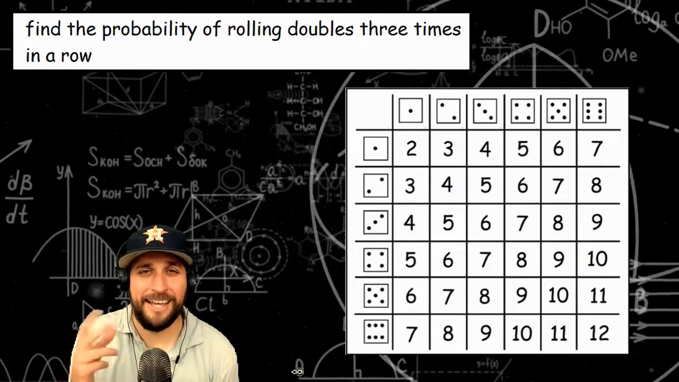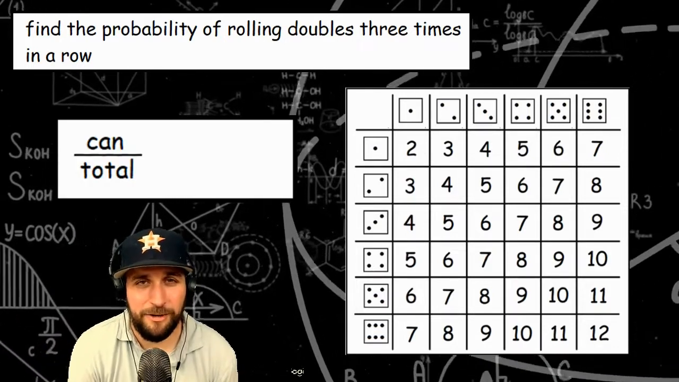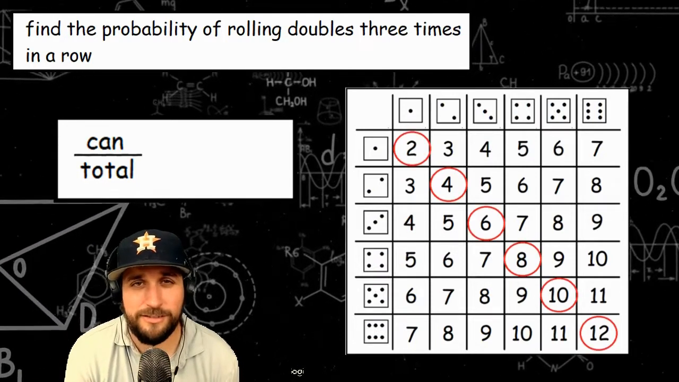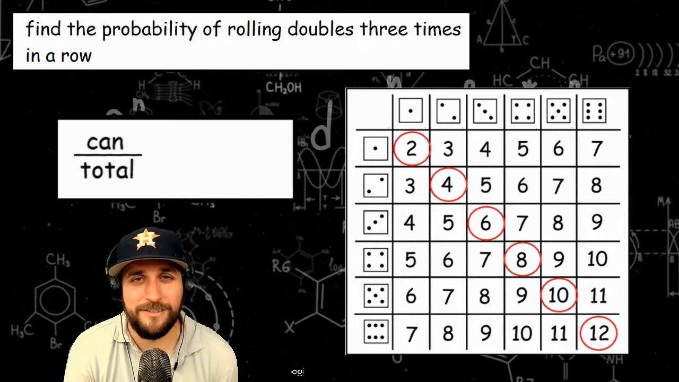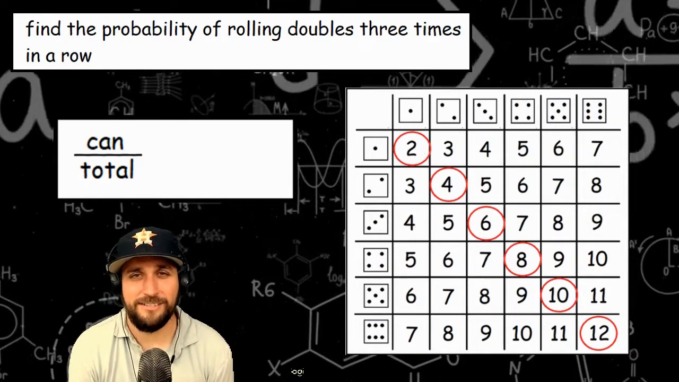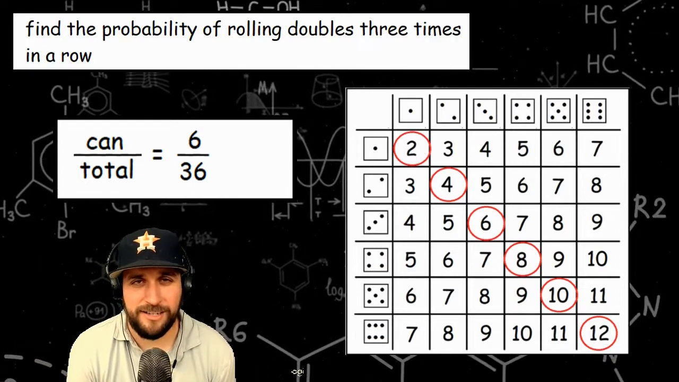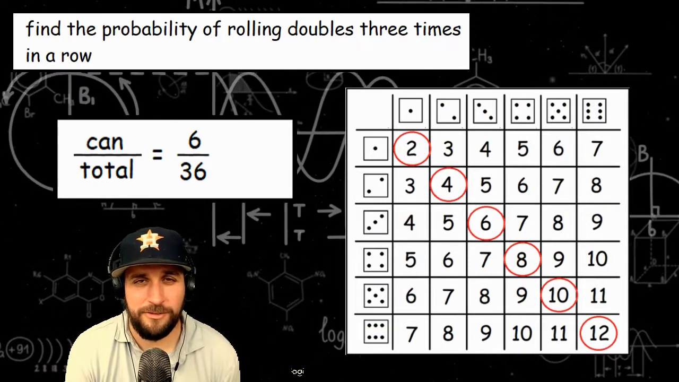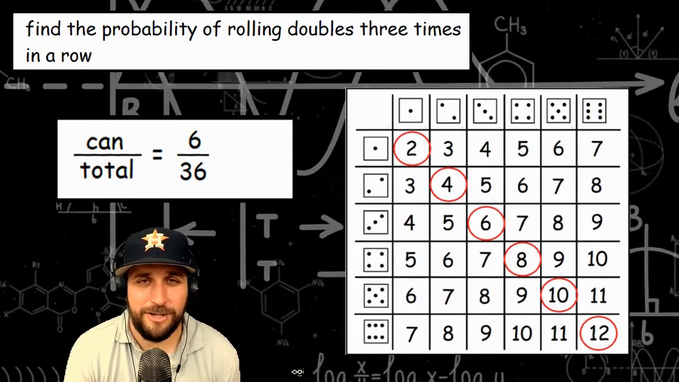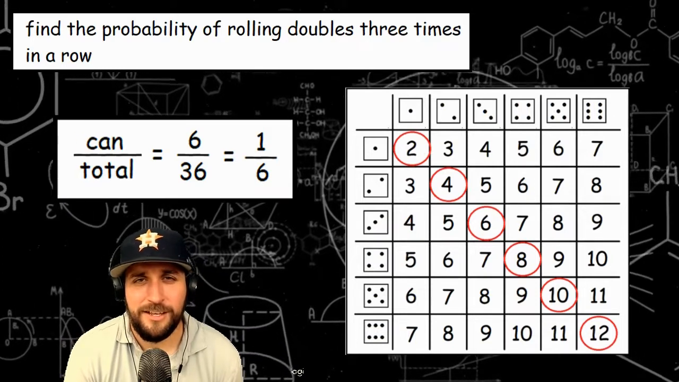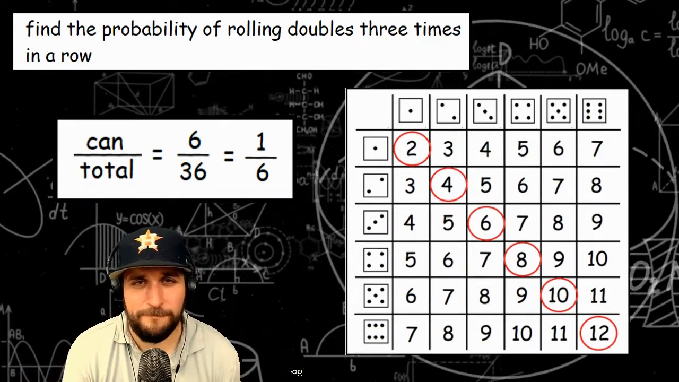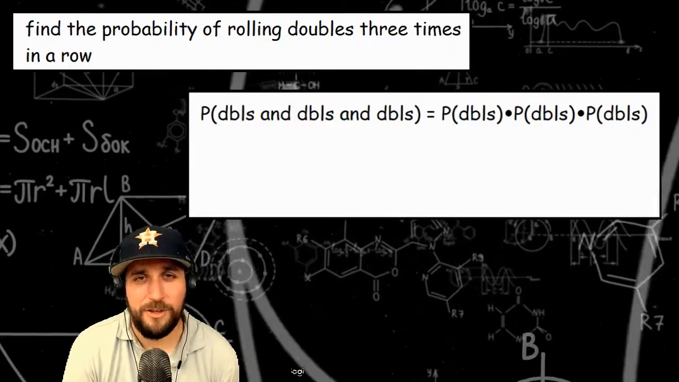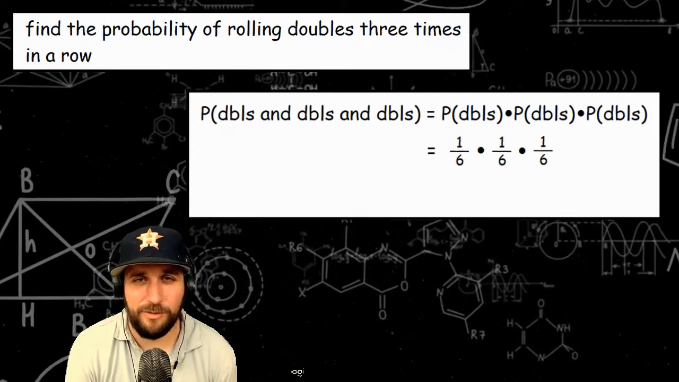Probability, number of ways something can happen, over total number of equally likely outcomes. So doubles are those guys there. That's two 1s, two 2s, two 3s, two 4s, two 5s, and two 6s. So there's 6 ways for that to happen, over 36, the total number of equally likely outcomes. So the chances of rolling doubles, that's 6 over 36. Reduce that fraction, so 1/6. So the probability of doubles is 1 in 6. Rolling doubles are independent events, so the probability of rolling doubles 3 times would be 1/6 times 1/6 times 1/6.